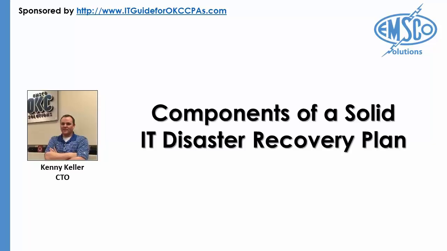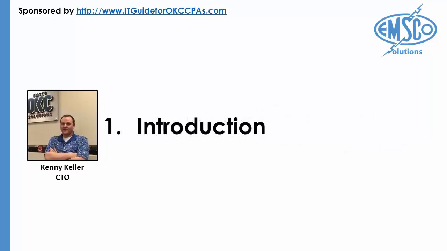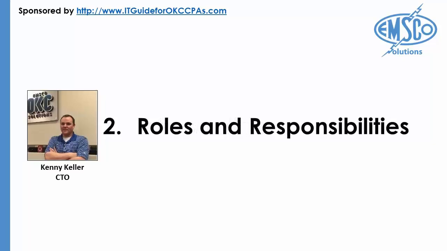Components of a solid IT disaster recovery plan. So what are the building blocks of an effective plan? Number 1, Introduction. The document begins with the plan's purpose and scope, and the firm's management team in charge of executing the plan. Number 2, Roles and Responsibilities. This section lists your response team's roles and responsibilities, the limits of team members' authority, and each team member's name and contact information. It also includes spending limits if equipment must be purchased.